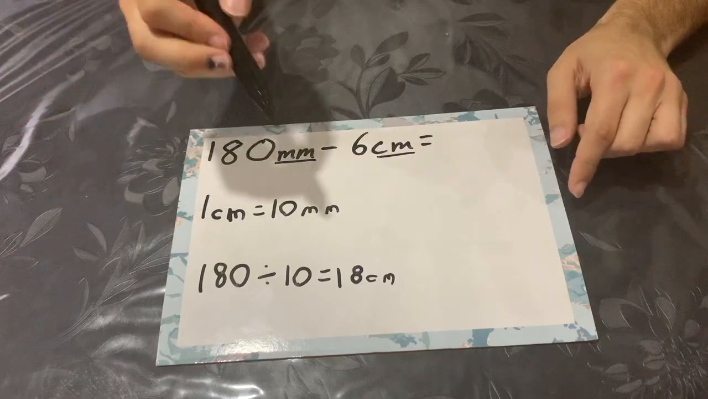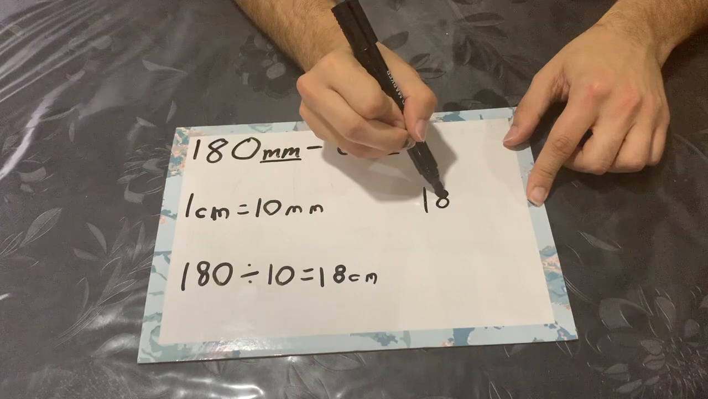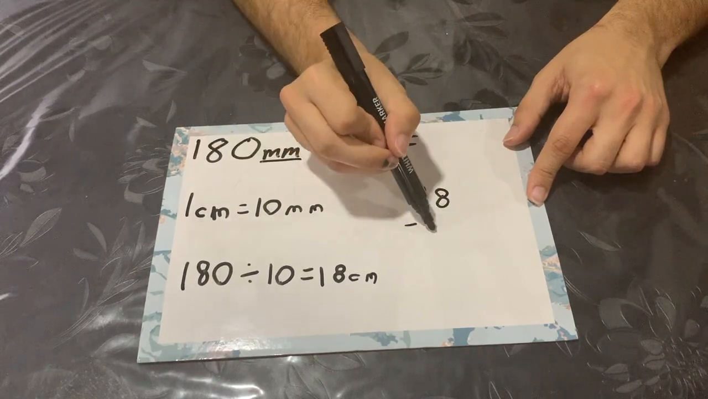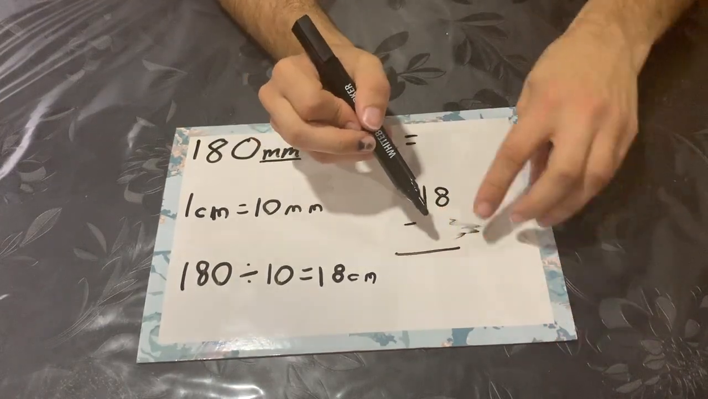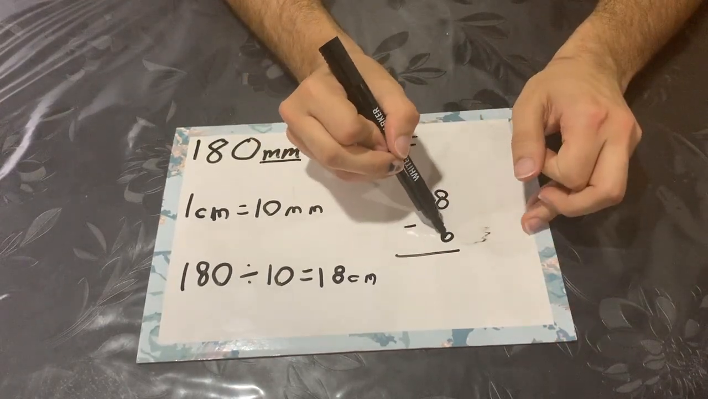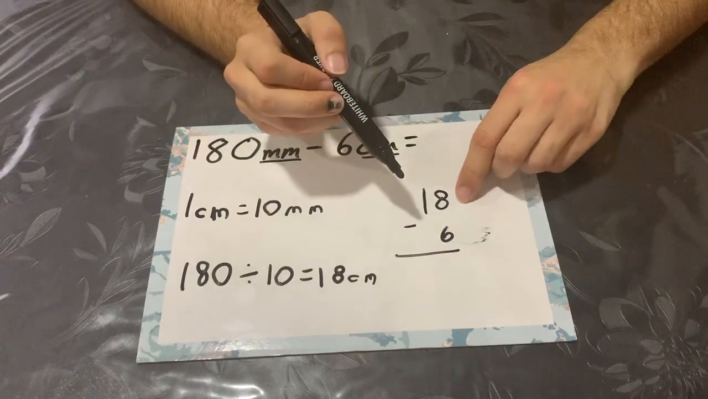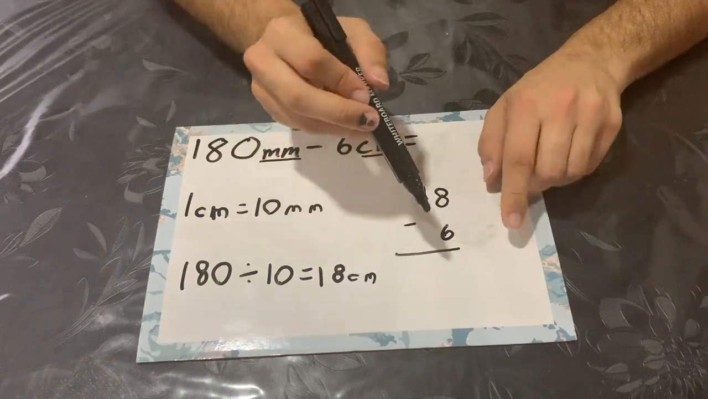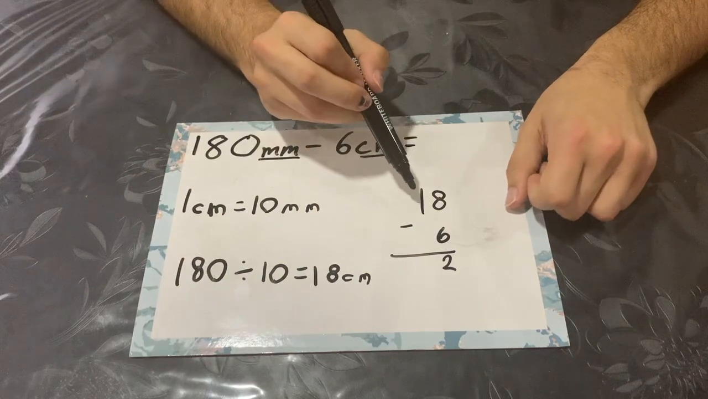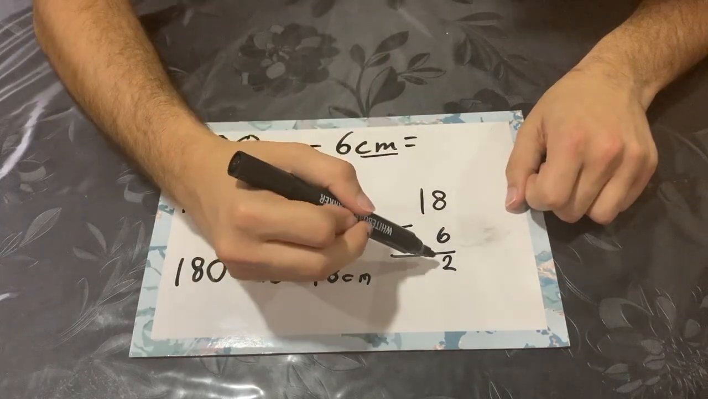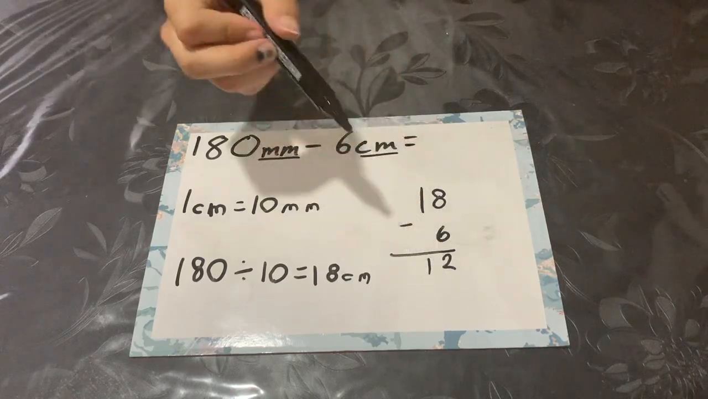So all I need to do is 18 take away 6. So I'm going to quickly write it like this. 18 take away 6. Now I should draw that under my ones because that's where it should be. Okay, so I've got 18 take away 6. 8 take away 6 is 2. And I can't take away the 1 from anything, so I'm just going to leave that there. Which means that 18 take away 6 is 12.